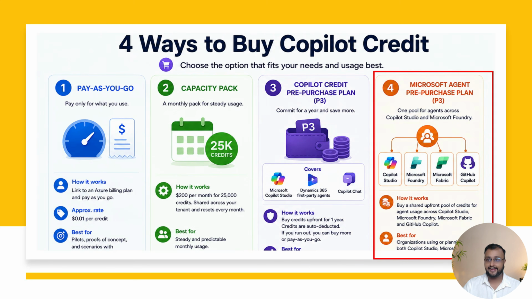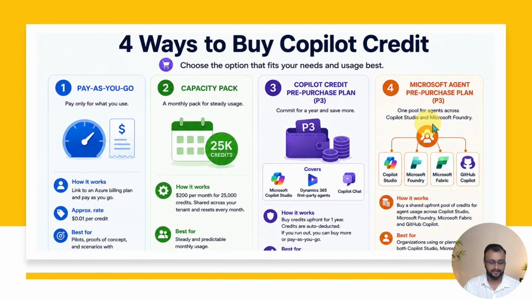The fourth plan is Microsoft Agent Pre-Purchase Plan. This is also called a P3 plan, but this is the Microsoft Agent Pre-Purchase Plan, and that one is the Copilot Credit Pre-Purchase Plan. Now over here there is one minor difference. This is basically one pool for agents across Copilot Studio and Foundry. The same license is shared across your Copilot Studio, Microsoft Foundry, GitHub Copilot, and Microsoft Fabric. So for each one you don't need to buy a separate independent license. It will work across all these four products. This is another cool licensing that they have introduced.